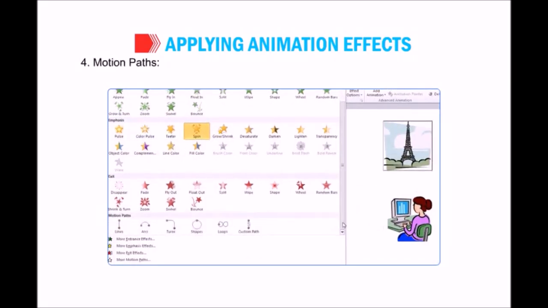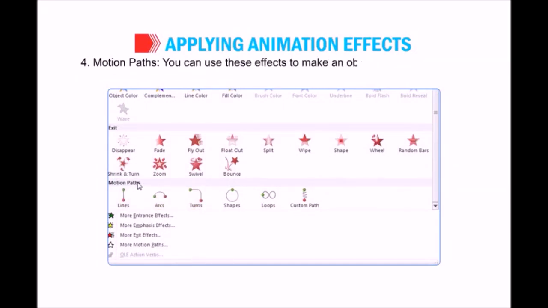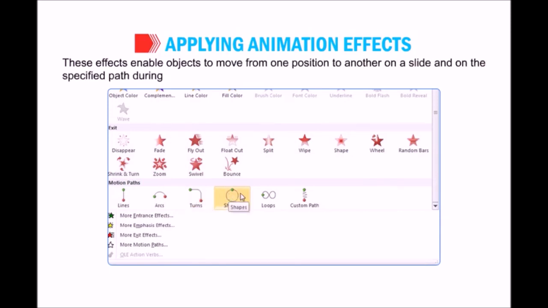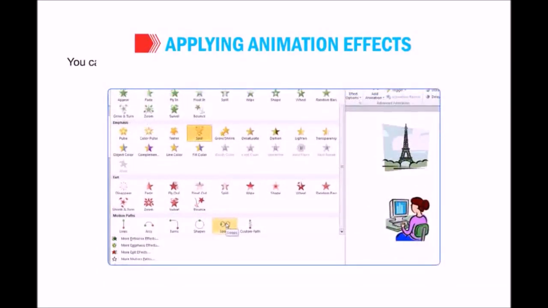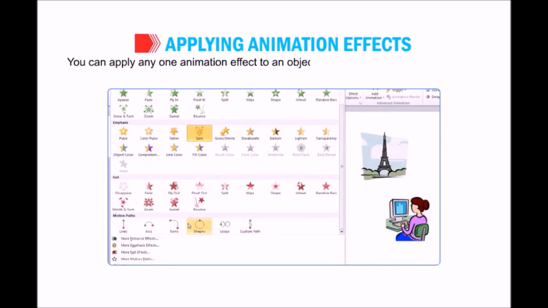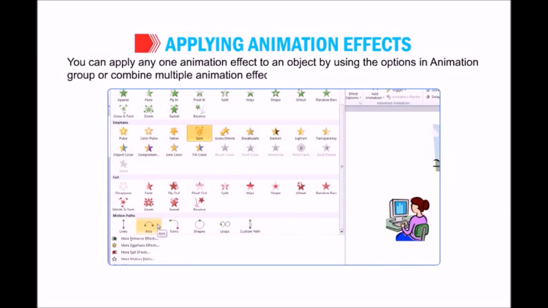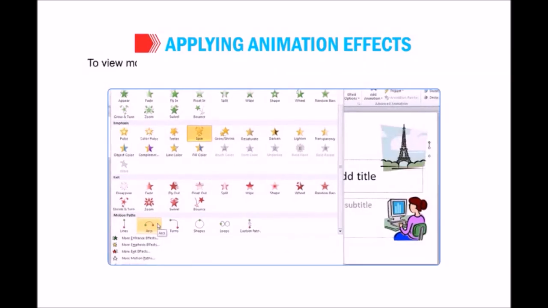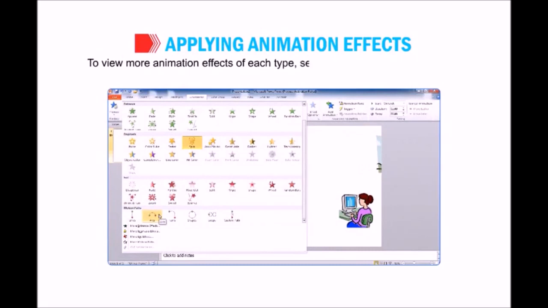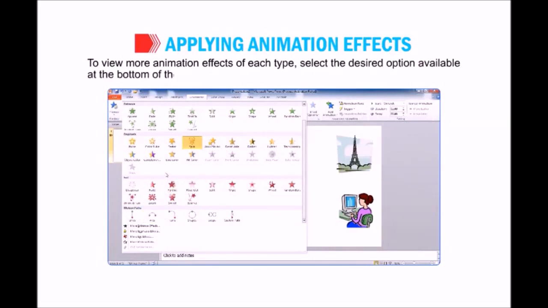Number 4. Motion paths. You can use these effects to make an object move up or down, left or right, or in a star or circular pattern, etc. These effects enable objects to move from one position to another on a slide and on the specified path during slideshow. You can apply any one animation effect to an object by using the options in Animation group or combine multiple animation effects together. To view more animation effects of each type, select the desired option available at the bottom of the Add Animation drop-down menu.